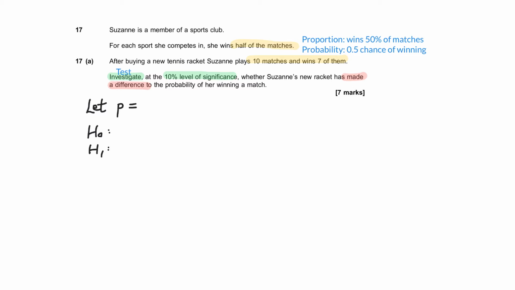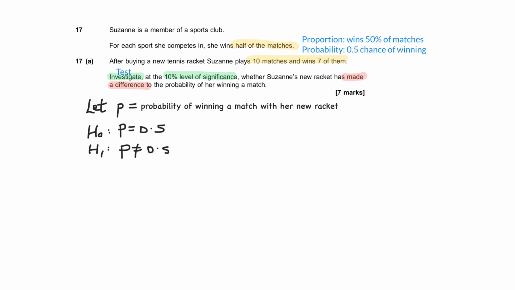So the first part of writing a hypothesis test is the hypotheses themselves, H0 and H1. And these come down to the claim. The original data was that she had a 0.5 chance of winning a match. So H0 is that nothing has changed, p equals 0.5. And we're asked to test whether the racket has made a difference. So p is not equal to 0.5 is H1. And we ought to define what p is. So p is the probability of winning a match with the new racket.